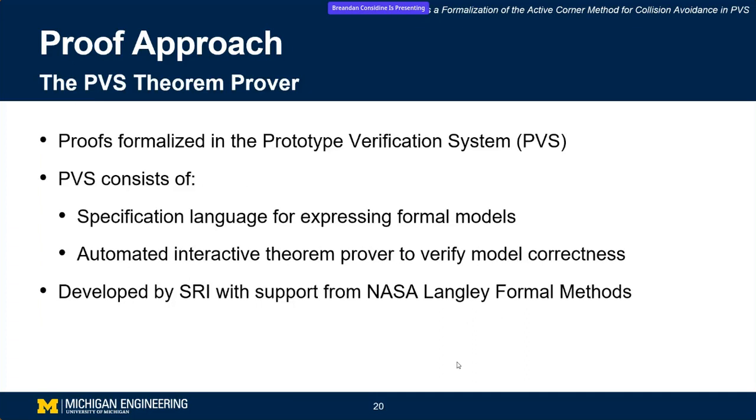So we use the PVS theorem prover, the Prototype Verification System. PVS consists of two things. One, a specification language that lets you express formal models. It also includes a highly automated interactive theorem prover that lets you verify the correctness of these models. I should have a citation down below. It's a lot of great work by folks at SRI and NASA Langley Formal Methods, Natarajan Shankar, among a lot of other folks.